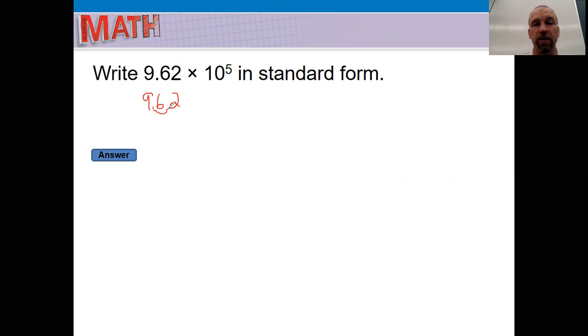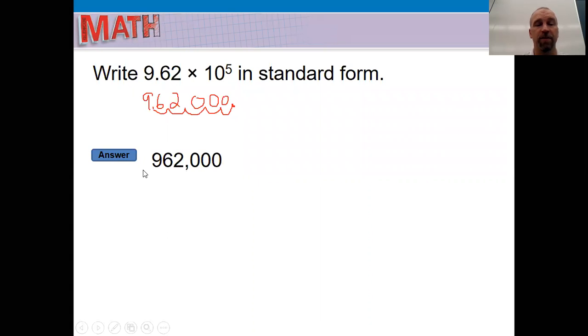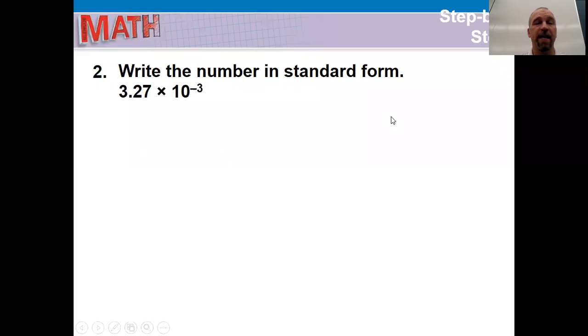So I go 1 place, 2 places, and then I have 1, 2, 3 more to make 5 places. And those last 3 places have to get filled in with placeholder zeros. So therefore, my final answer is 962,000. See how I filled in with the zeros? Okay. The opposite of that is when I have a negative exponent.